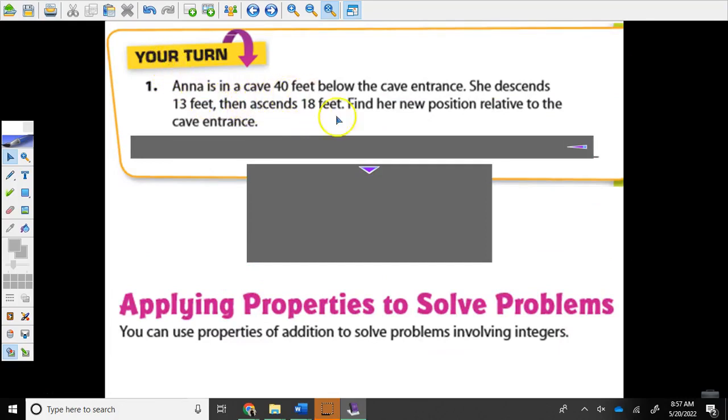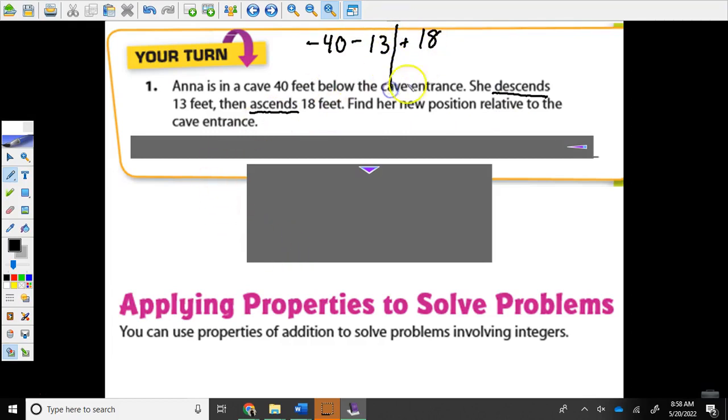Anna is in a cave 40 feet below the cave entrance. She descends 13 feet, then ascends 18 feet. Find her new position relative to the cave entrance. So, descends means go down. Ascends means go up. So she's 40 feet below. We start off with -40. She descends 13 feet. We're going down 13. She ascends 18 feet. We're going up 18. This is the problem that you need to solve.